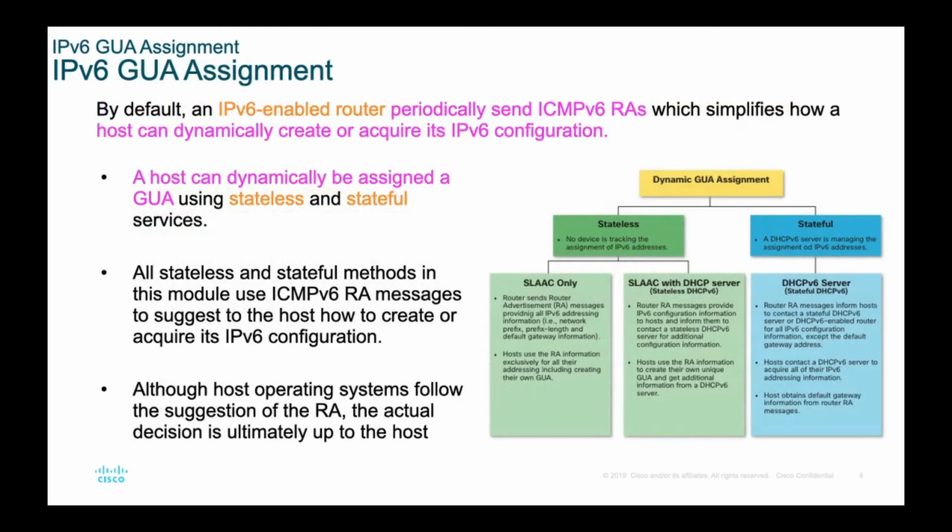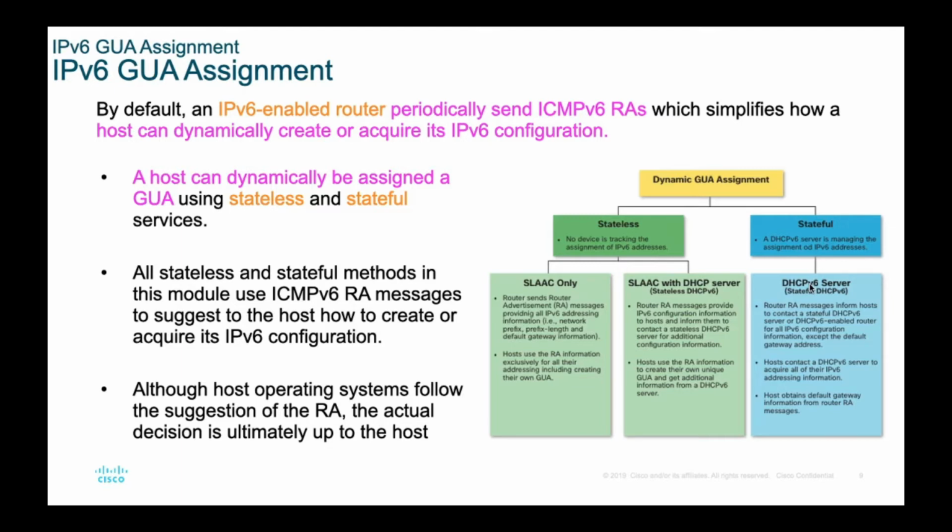So how can we configure a global unicast address automatically? There are several ways. First, we can use stateless, either by using SLAAC or SLAAC with a DHCP server, or we can use stateful, which is where everything is configured through the DHCP server. So there are two states now, stateless and stateful.